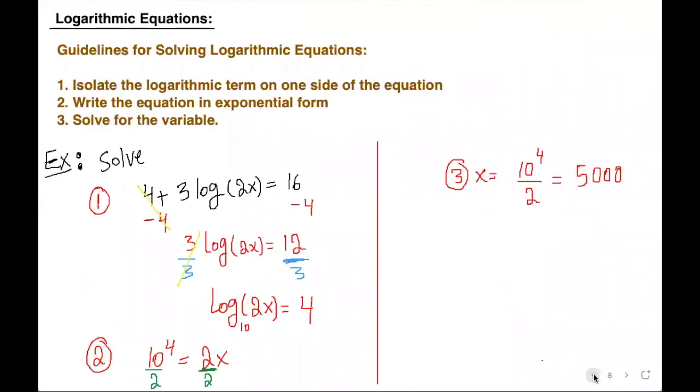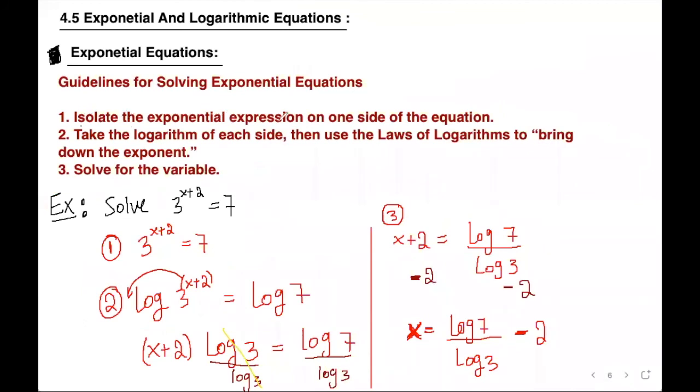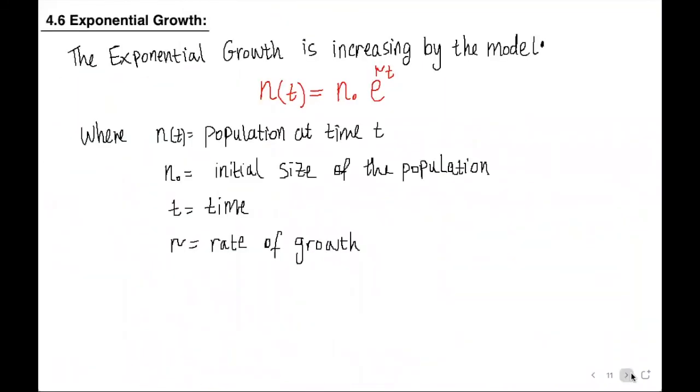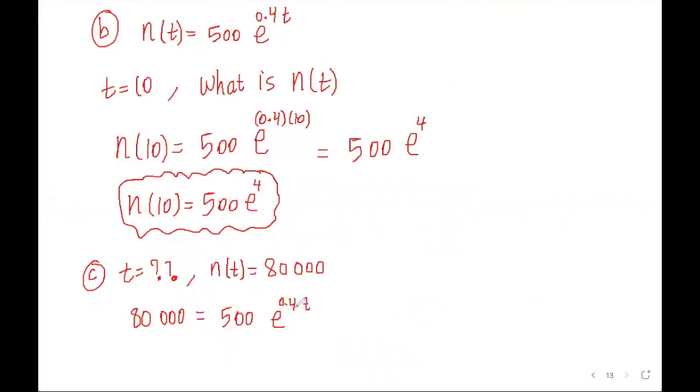To solve the exponential equation, I have steps: isolate the exponential on one side, take the logarithm, solve. So I have to divide by 500 from both sides. What do I get now? E to the 0.4 t equals 80,000 divided by 500, which is 160.